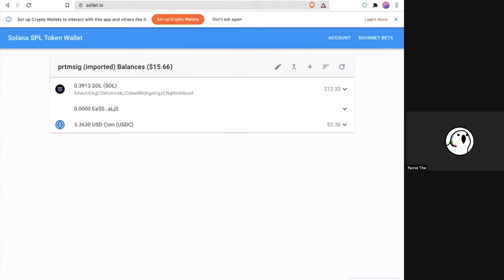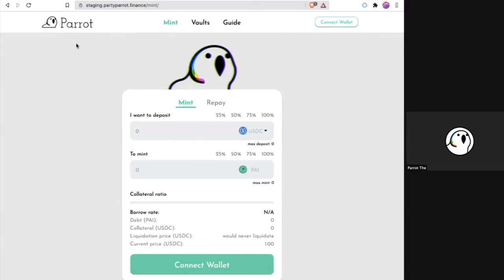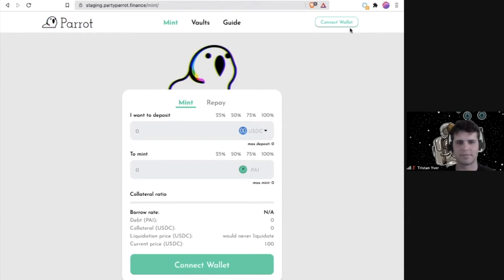Okay, yeah. So we are Party Parrot. We're building a suite of lending products based on collateralized LP tokens. And we just launched our mainnet today. staging.partyparrot.finance. This is our mainnet. It's a risk-limited mainnet. Right now we only take stablecoins as collateral. Once price feeds are on the mainnet, we'll support SOL, BTC, and ETH as collateral. So right now, just stablecoins, USDC and USDT.